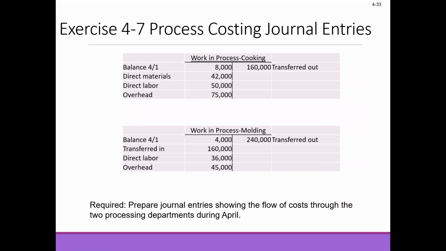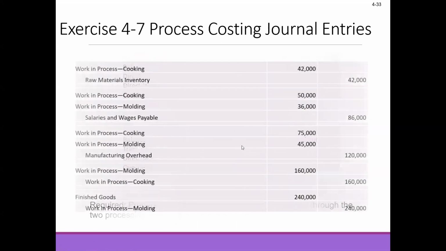The last one we're going to look at is the credit out of the work in process molding, and we know that would end up going into finished goods. So we debit our finished goods 240. We credit our work in process molding for 240. Does that make sense, guys? Any questions? Okay.